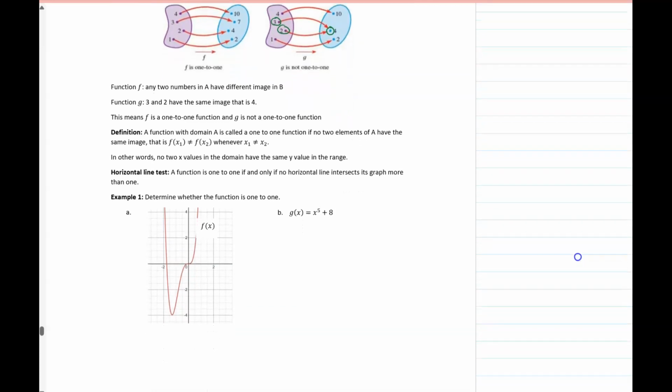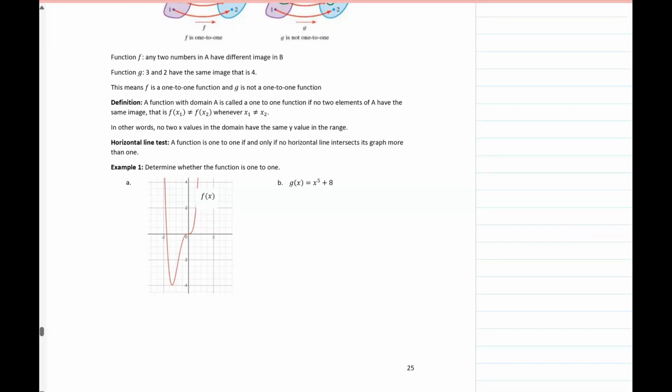Another way of looking at a one-to-one function, if you are given a graph, is to use the horizontal line. If the horizontal line intersects the graph at more than one point, then the graph is not of a one-to-one function. Okay, so for example, in part A, if I draw a horizontal line, I intersect the graph at 2 points. So f of x is not a one-to-one function.